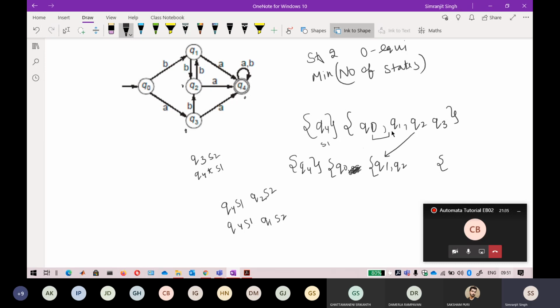For proof, let me check Q0 and Q2. I just want to show that you do not need to do excess calculation here. Q0 on A is going towards Q3 and Q2 on A is going towards Q4. If you clearly see, this is set 1 and this is set 2. So Q0 is not equivalent to Q2. Keep that in mind: if something is equivalent to another, you do not have to check the others also.